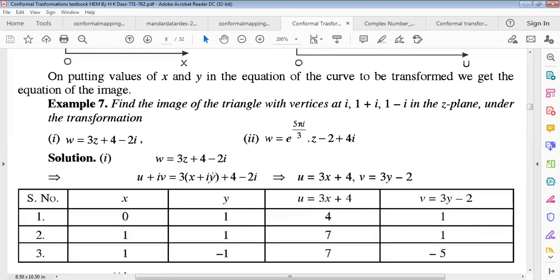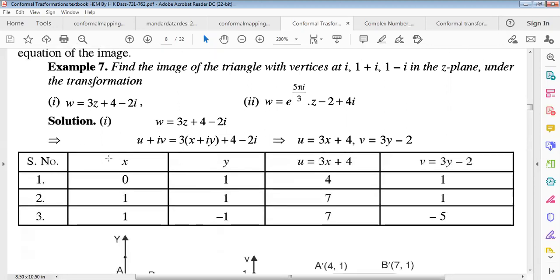Equating real and imaginary parts, u equals 3x plus 4, the real part. And 3 into iy minus 2i, taking i common, we get 3y minus 2 as the imaginary part. So u equals this and v equals this. Now substituting in a table the values of x and y, we get the values of u and v. First column x, second column y, and u equals 3x plus 4, and v equals 3y minus 2.